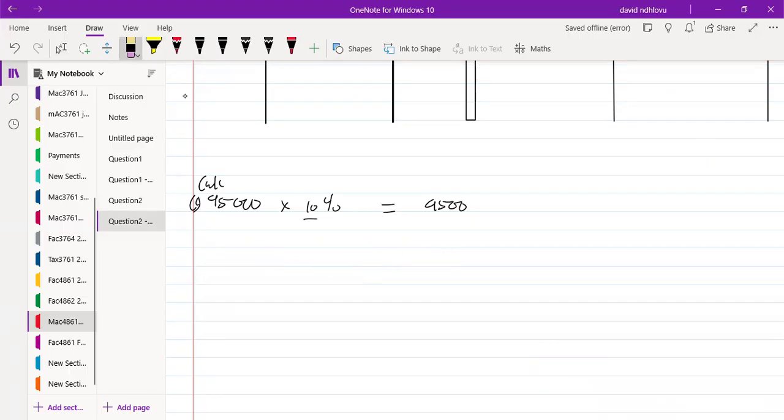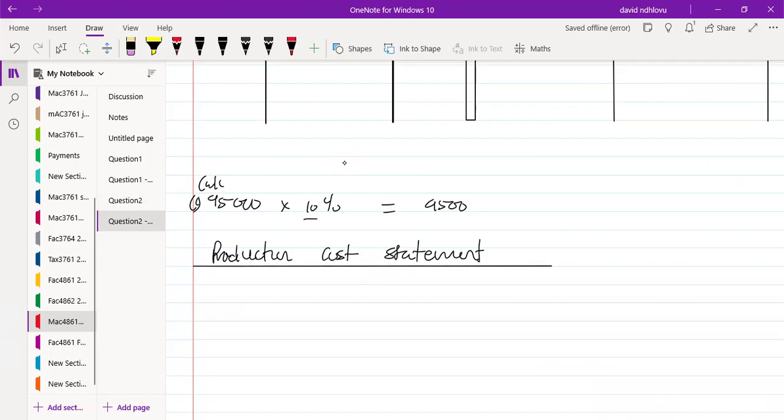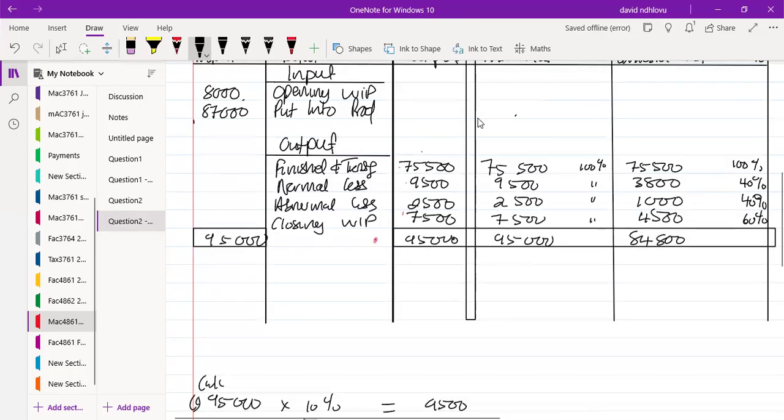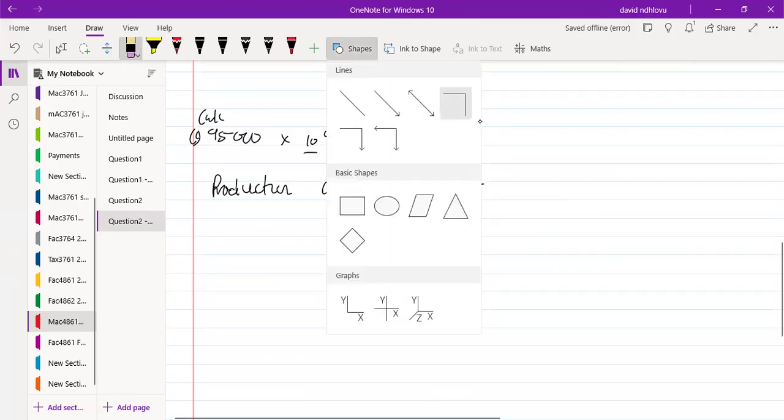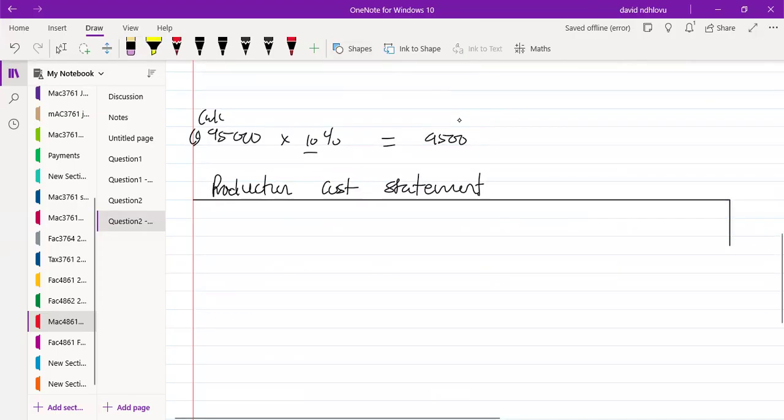And then now we go to what is called a production cost statement. Now, the quantity statement was meant to convert the work in progress into finished goods and to add it together with the other finished goods, so that we can have a total of what we have completed in the current year, including the converted work in progress.